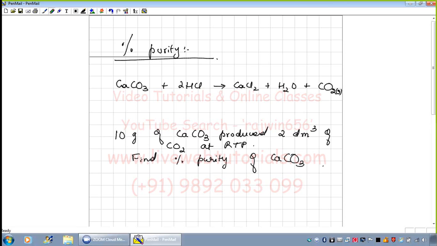See, 10 grams of CaCO3 produced 2 dm cube of CO2 at RTP. We are supposed to find the percentage purity of CaCO3. First of all, the mole ratio. Two things are given in the data, CaCO3 and CO2. The mole ratio of both of these is 1:1. Correct? Here the mass of CaCO3 is given, so I am going to find over here the RMM of CaCO3. We have just worked it out. It's 100.